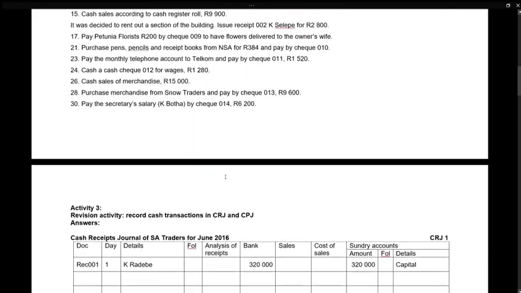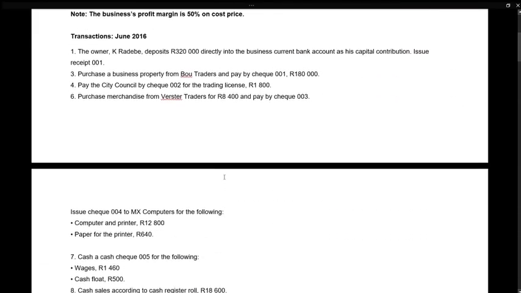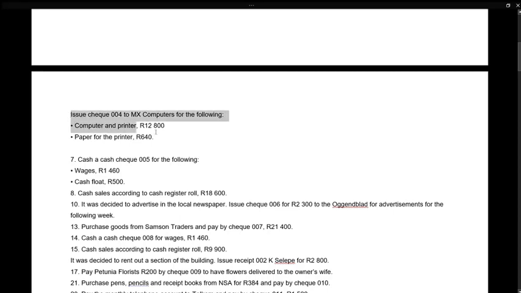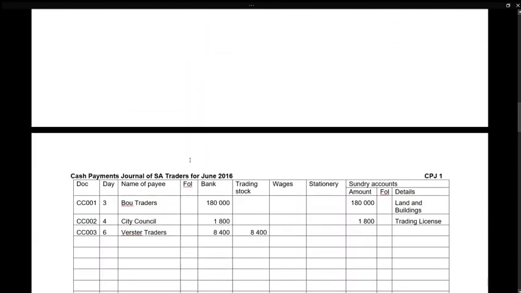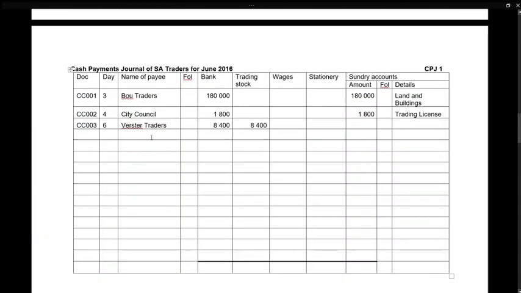Next transaction. The next transaction took place also on the 6th. Okay. So issue check 004 to MX Computers for the following: computer and printer of 12,800, paper for the printer 614. Very importantly, it's one check for 2 items. So it's going to be one line item, one amount being deducted from our bank account. Let me show you. Check counterfoil 004. This took place on the 6th. We're still on the same day, so I'm not going to write it again.